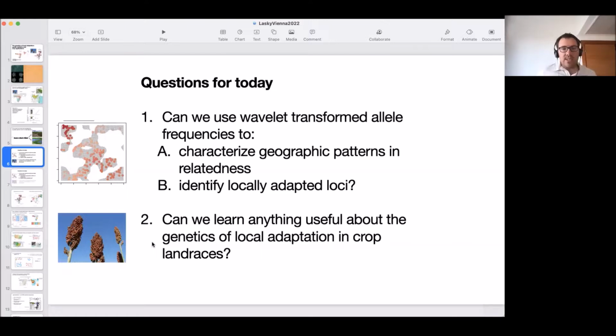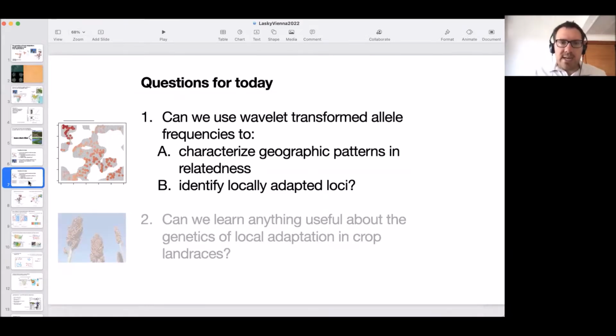Specific questions that I'm going to address today are, first, trying to use a new tool. It's not exactly new, but we're implementing it in a new way, that is, applying wavelet transforms to spatial pattern and allele frequency to try to understand first patterns of relatedness across the genome in space, and then also to identify specific loci that might be locally adapted. And then secondly, I'm going to think about maybe some applications of learning about the genetic basis of local adaptation in crop landraces, that's local varieties. We're going to do that in sorghum.